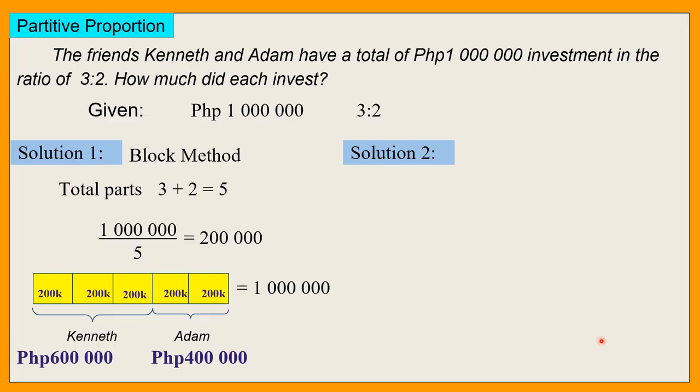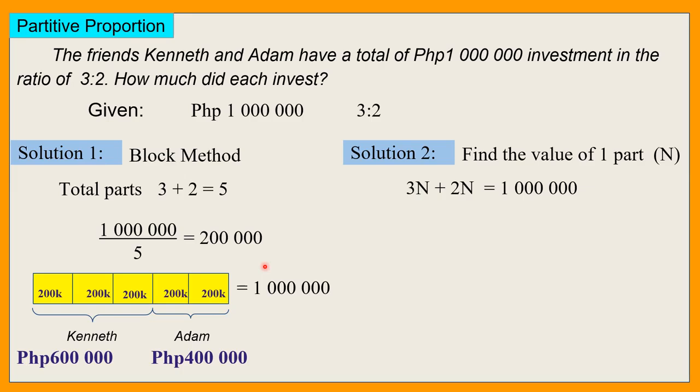Okay? Now, second solution. Okay. Kuhanin natin ang value ng 1 part. So, find the value of 1 part, and which is n. Okay? And then, gagawin natin itong 3 parts or 3n, 2 parts or 2n. Yan. And that is equal to 1 million. Tandaan ha, pag ginawa mo na ito, i-equate na dapat dito sa 1 million. Hindi yun i-equate mo yan as 5n. Hindi. Okay? Ang sagot dito na 5n ay nasa baba.